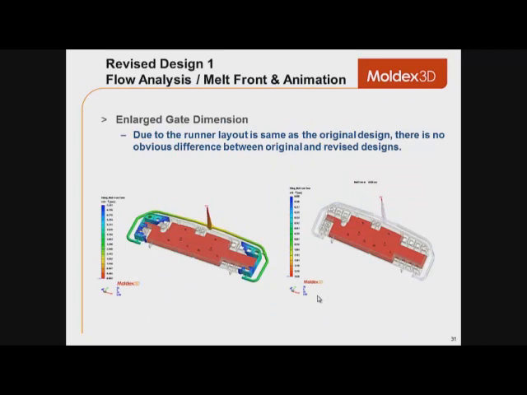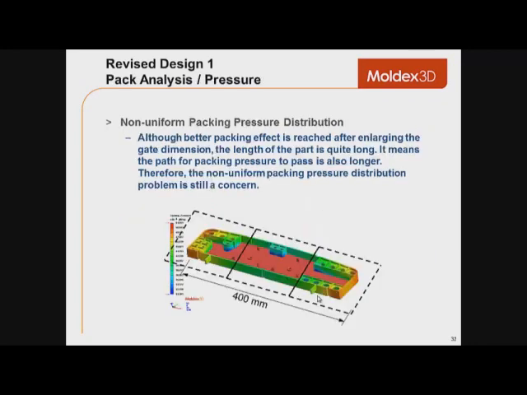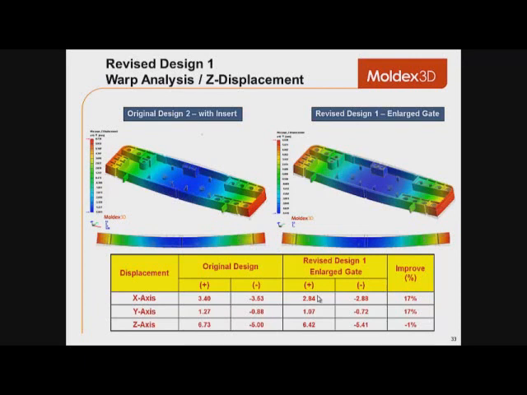Here we can see that in regards to the enlarged gate dimension, there is no obvious difference between the original and revised designs. But here, although we see an improvement in the packing effect for the enlarged gate, there is still a non-uniform packing distribution in the cavity. Through this quick comparison between the revised design and the original, you can see an improvement.